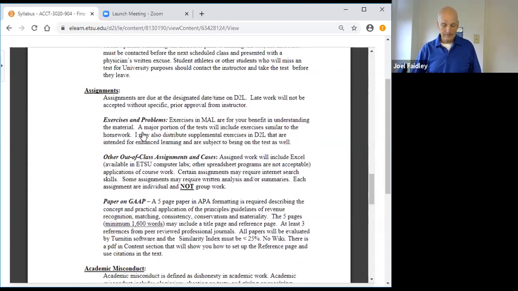All right, the assignments. Again, there's the paper on gap. I'll talk more about that in the module where that's assigned. Each one of these 4 modules will have one of these assignments. Module 1 will have an Excel case, module 2 an Excel case, module 3 an Excel case, and then the final paper to be written will be module 4. Minimum 1,600 words. You'd have references there.